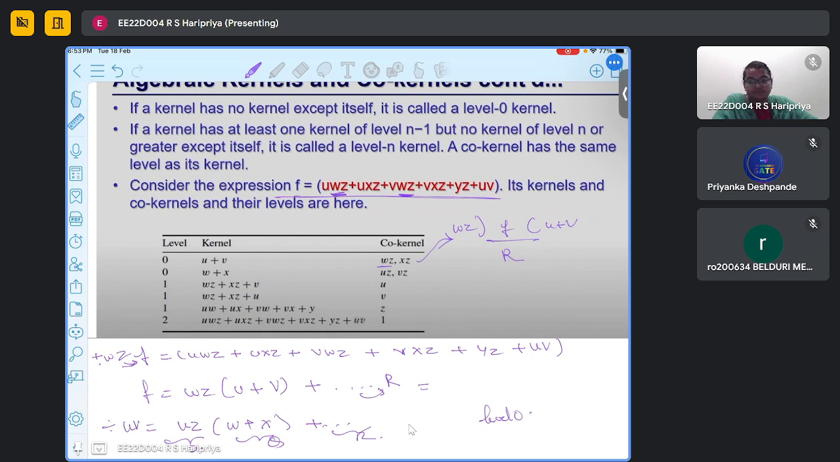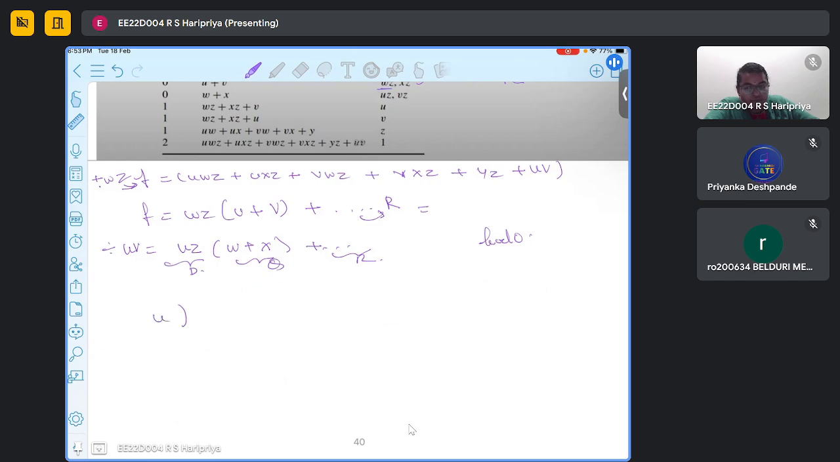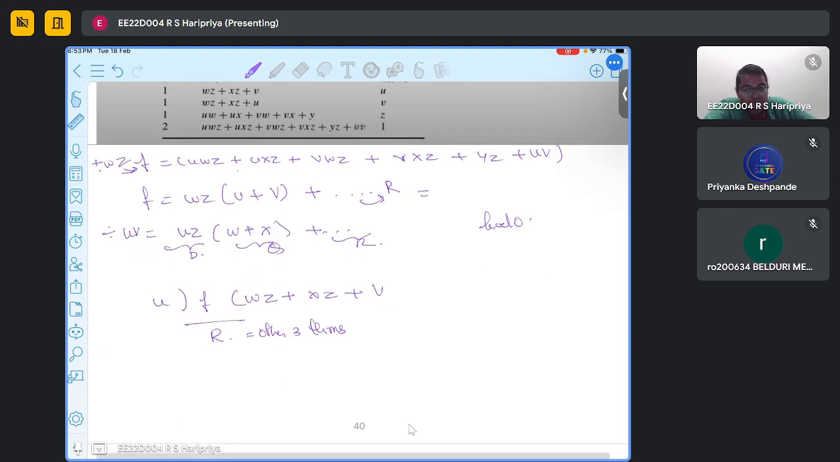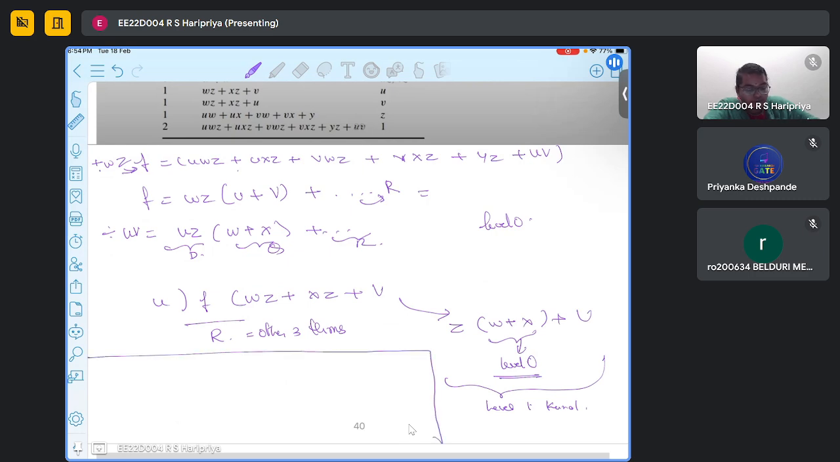Now if we divide the expression with U, we will get WZ plus XZ plus V, and the remainder, the other three terms. So this will give Z(W plus X) plus V. This is level 0, so this complete becomes a level 1 kernel. Similarly, if we divide by 1, it is the entire expression.